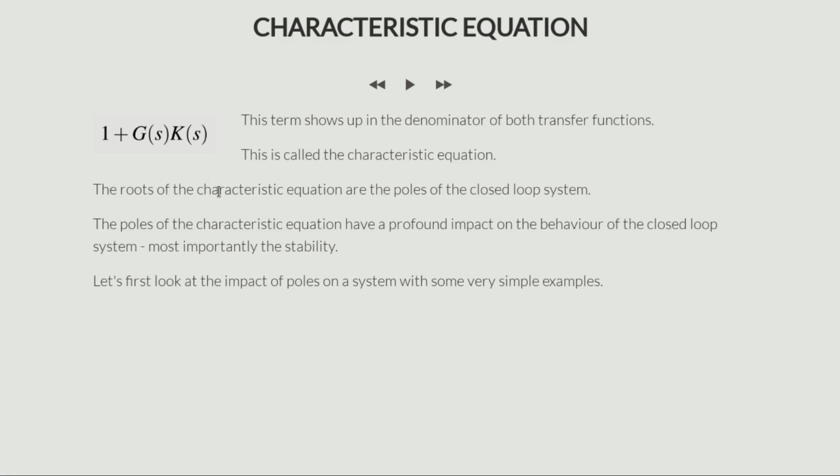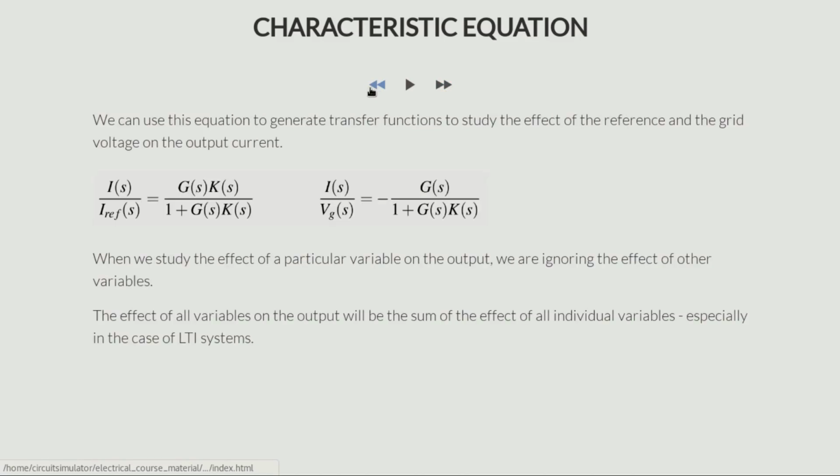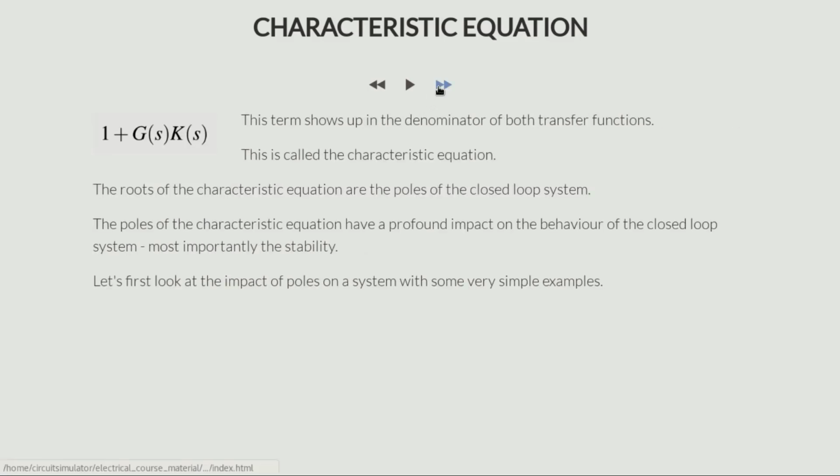So therefore, the roots of this characteristic equation are the poles of the closed loop system. If you look, whenever the denominator becomes 0, this entire transfer function becomes infinite. So the values of the frequency for which the denominator becomes 0 make the transfer function infinite. And that is denoted as a pole. Now the poles of the characteristic equation, as I said before, have a profound impact on the behavior of the closed loop system, and especially stability.